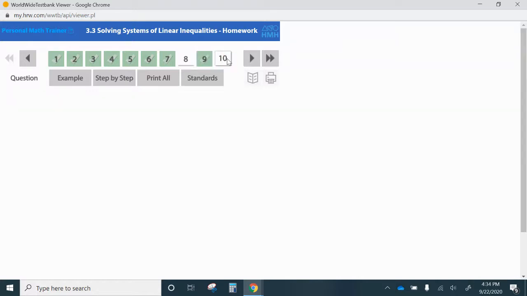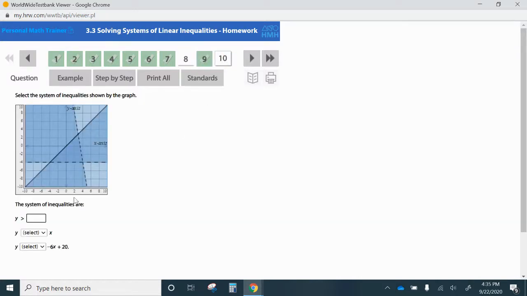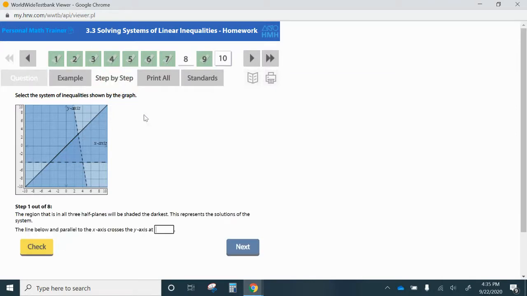Okay, now question number 10. The system of inequalities are, so y is greater than, let's see, let me go back to that. This one is y is less than or equal to x. That's this line right here. Okay. And then this one is, and actually, you know what? Let me do step by step on this one.